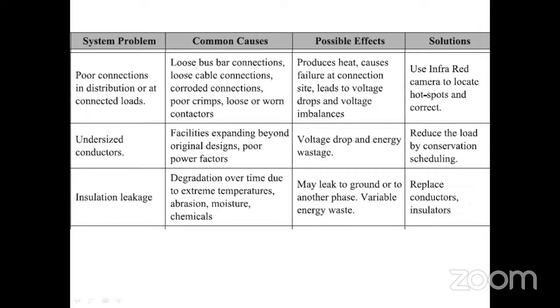Then poor connections at the distribution or connected loads. What will happen, sir? It will produce heat and may blow transformer terminals and so on. We use an infrared camera to locate the hot spot. This may be due to core crimping and loosened nuts, all those things. So we have to take a shutdown and fix it.